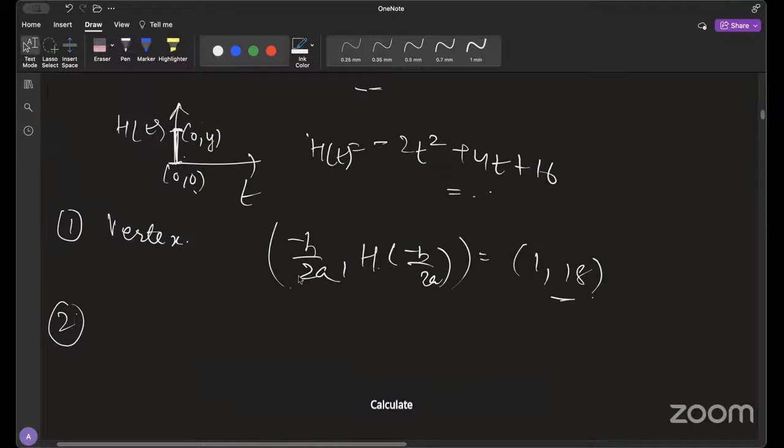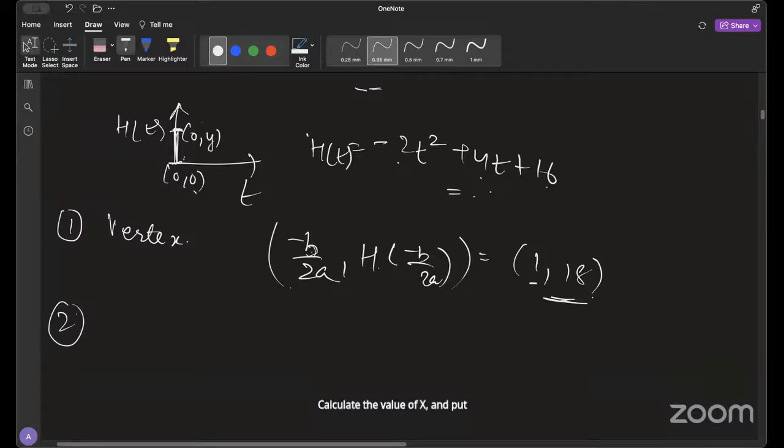Calculate the value of x and put it in the equation of h. Is there a calculation error? Otherwise, okay, first you do this thing, minus b by 2a. Compare this: a is minus 2, b is 4, and c is 16. So you put these values in this equation. Minus b by 2a will give you 1, and h at minus b by 2a. So if you put 1 in this equation, you'll get 18. Is it fine? Okay, got it. Okay, yeah, ma'am. Thank you. Okay.